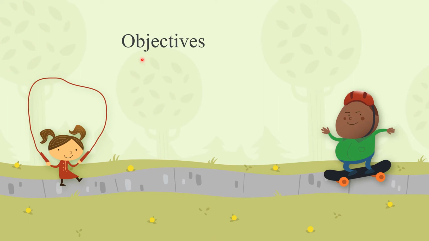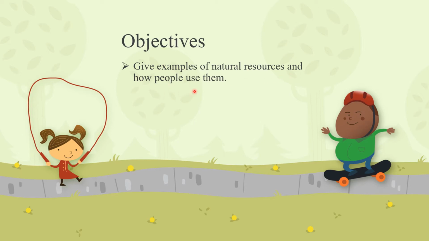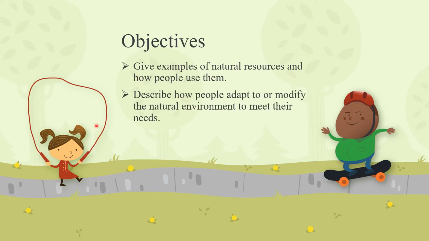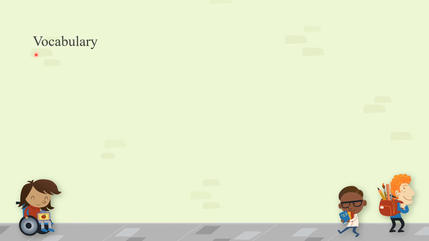Objectives of this lesson are to give examples of natural resources and how people use them, describe how people adapt to or modify the natural environment to meet their needs, and explain the need for conservation and recycling. Vocabulary used in this lesson are: resource, recycle.